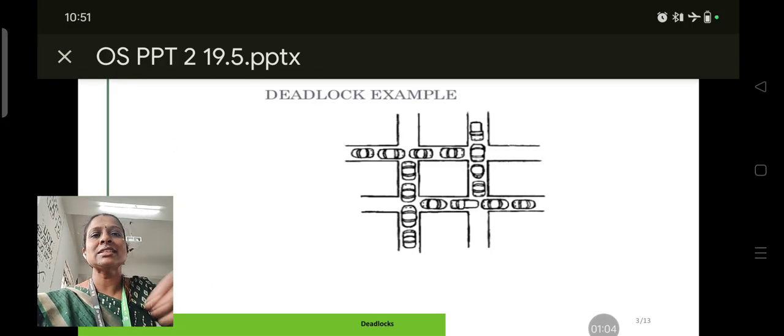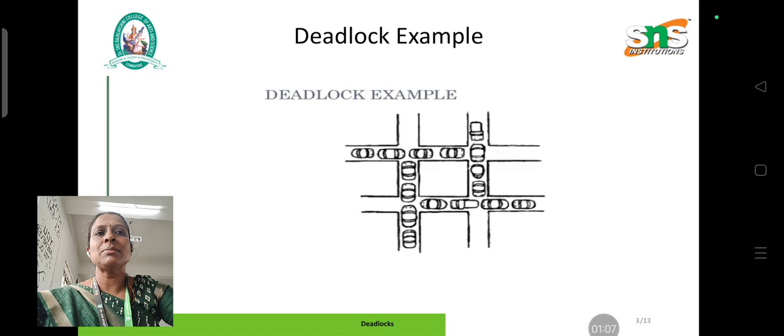Next we will discuss a deadlock example. The best example for a deadlock is traffic. In traffic, multiple vehicles try to go in the same path, so there will be a deadlock, or a heavy traffic jam within the system. So how do we avoid these deadlocks?